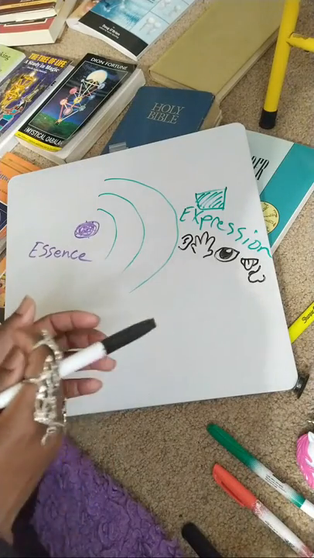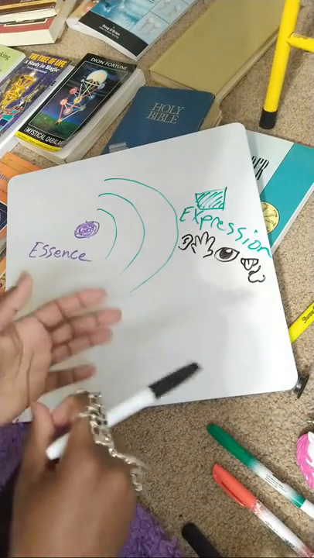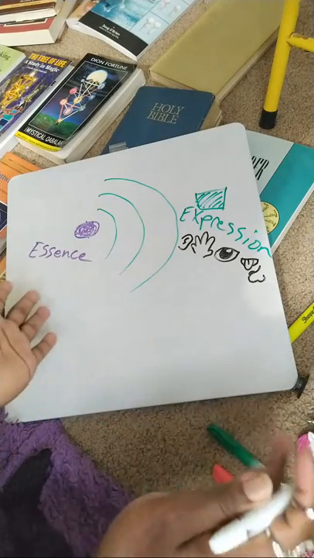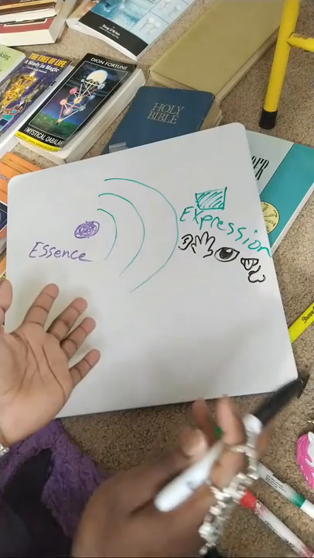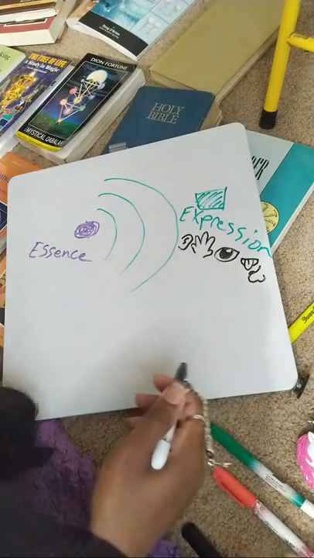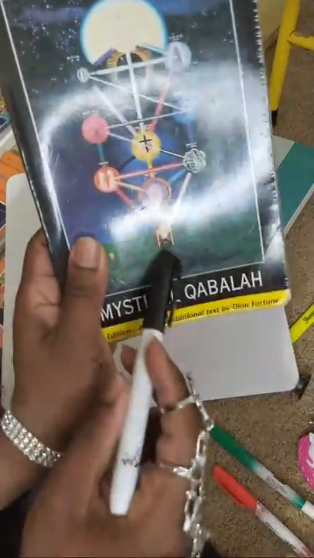The dingleberries of existence. What is a dingleberry, somebody asked. A dingleberry is, you know, when a dog that has a lot of hair on its butt, if it poops, sometimes a piece of it gets stuck in the hair and it just dingles back there, right? That's in a way what Malkuth is.